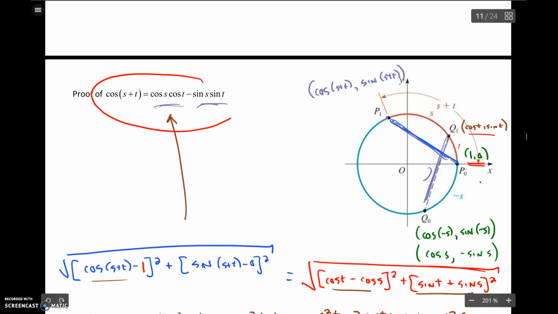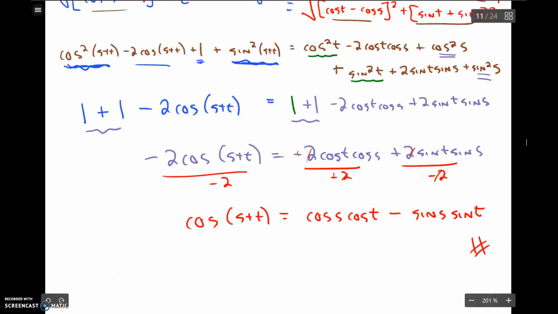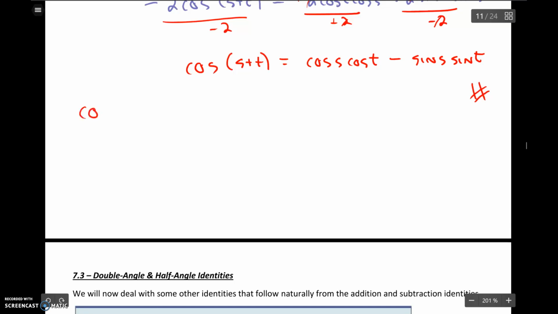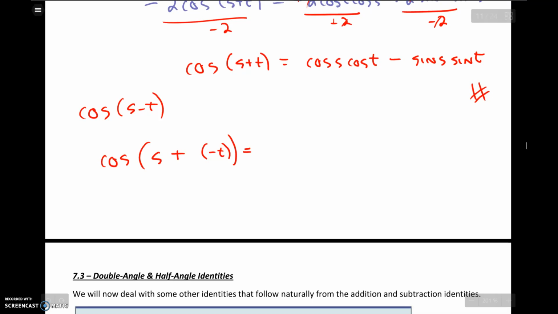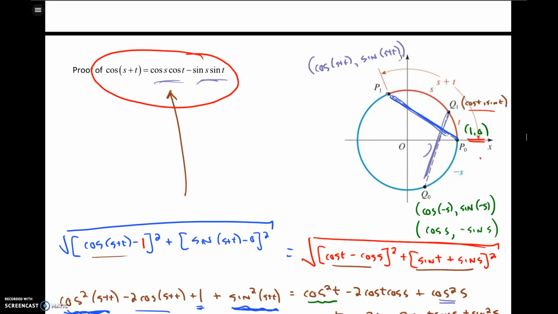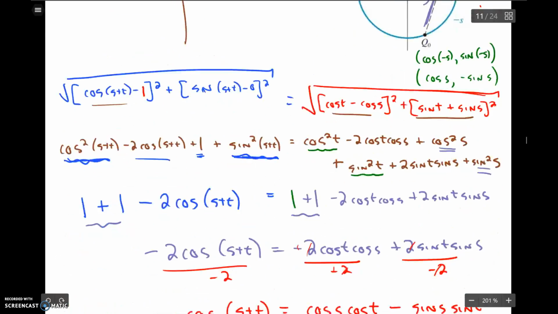Now that just proves this one, but with that one, we could get the proof for this one. All we have to do is say the cosine of s plus the opposite of t. I'm not going to do all these, but I just want to show you how you would do it. So we would use this identity, and then when we get our individual sines of negative t and cosines of negative t, we'd use our even-odd identities, and you're going to see why when you change this to a negative, this goes to a positive, okay?